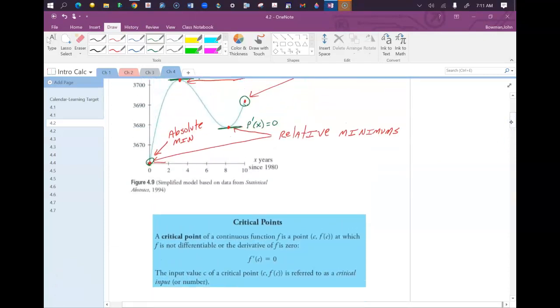So a little bit of vocabulary here. Critical points of a continuous function are points, we're going to call them x-coordinate c, y-coordinate f of c, at which f is not differentiable or the derivative is 0. So f prime of c is equal to 0. Not differentiable would be an example where we have a corner, so maybe a function is cruising along like this and then has a corner. This would be a critical point even though the derivative is not equal to 0.